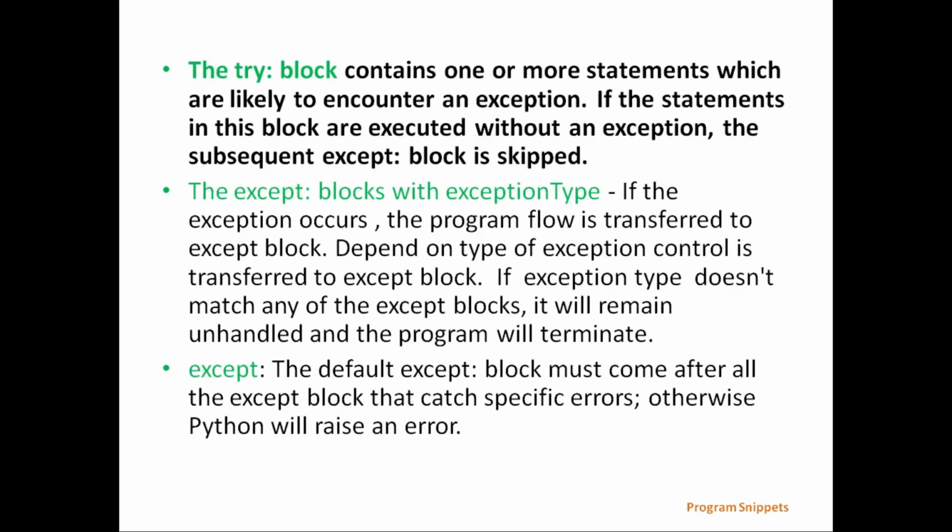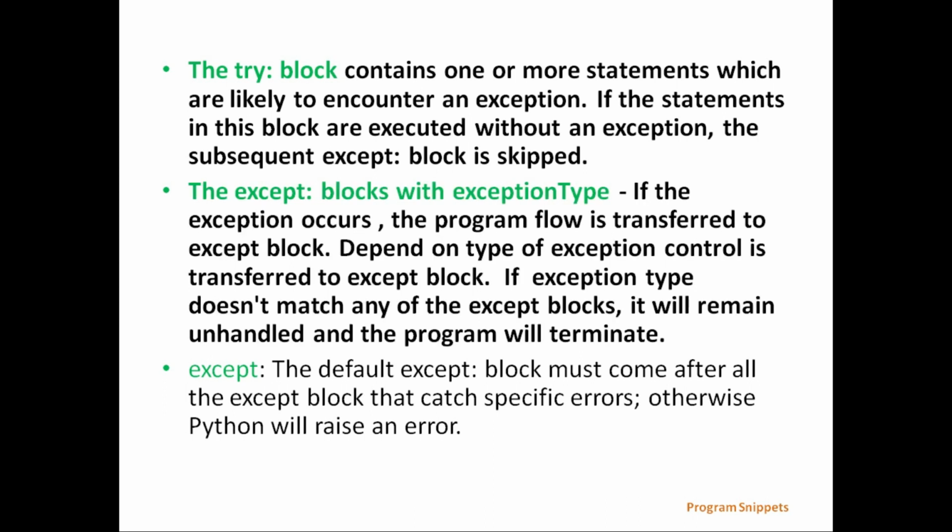Here the try block contains one or more statements which are likely to encounter an exception. If the statements in these blocks are executed without an exception, the subsequent except blocks are skipped. Next is the except block with exception type. If the exception occurs, the program flow is transferred to the except block, and depending on the type of exception, control is transferred to the matching except block. If the exception type doesn't match any of the except blocks, it will remain unhandled and the program will terminate.